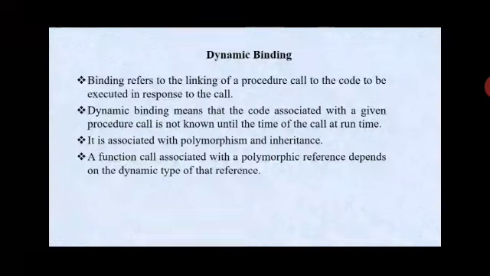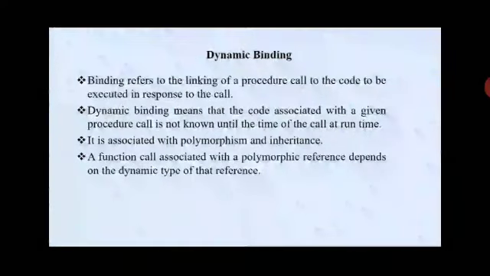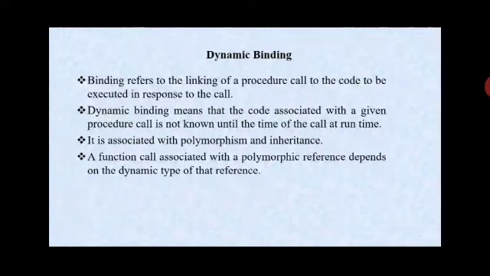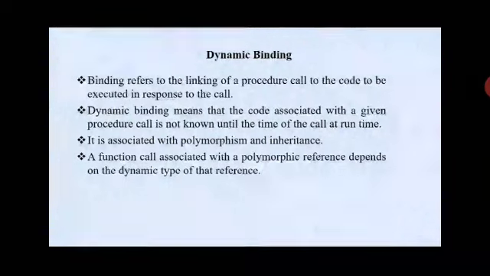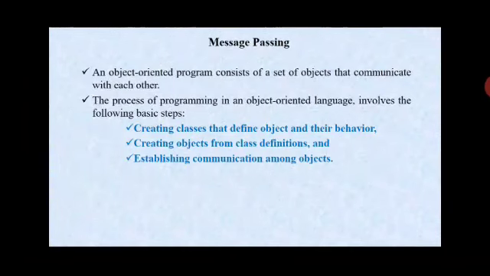Next we are going to see dynamic binding. It refers to the linking of a procedure call to the code to be executed in response to the call. That means the code associated with a given procedure call is not known until the time of the call at runtime. Very simply, it is associated with polymorphism and inheritance.